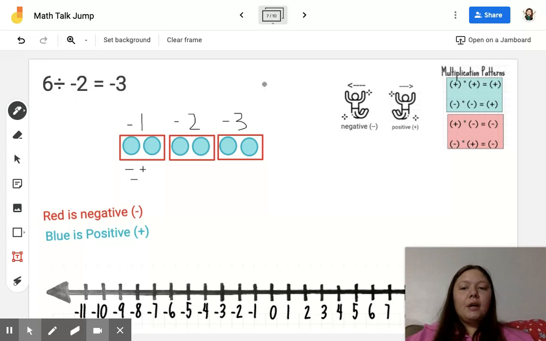You can think about in multiplication how a positive times a negative is equal to a negative. Well, here with division, a positive divided by a negative equals a negative. So in multiplication and division, when their signs are different, you're going to get a negative. When their signs are the same, you're going to get a positive.